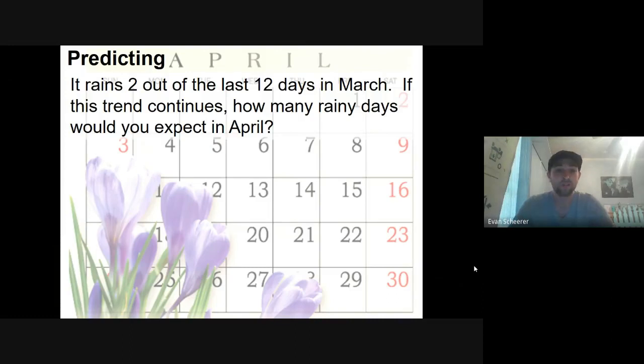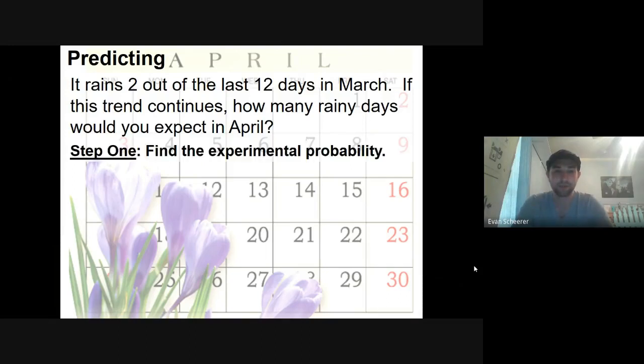All right. You could also use it to predict the future. Not always exactly, because you can't actually predict the future, but you use it in weather a lot to predict what weather will look like. Suppose it rains 2 out of the last 12 days in March. If the trend continues, how many rainy days do you expect in April? Well, first we need to find the experimental probability. The probability that it will rain, let's look at the 2 out of 12 days. It rained 2 out of the 12 days, so that means 2 days it did rain. 12 was the total number of days. So if it rained 2 out of 12 days, that's the same thing as raining 1 out of 6 days, right? So now it rains once every 6 days.